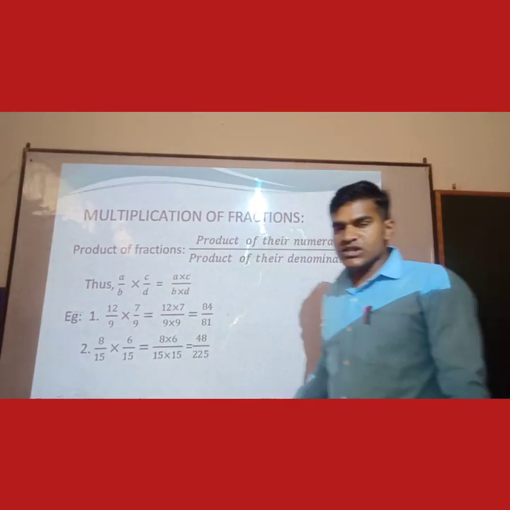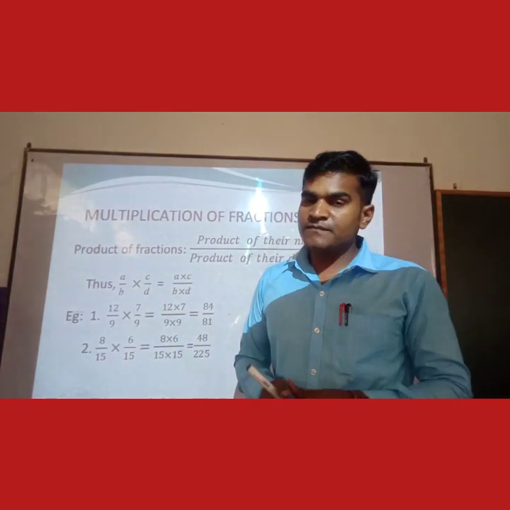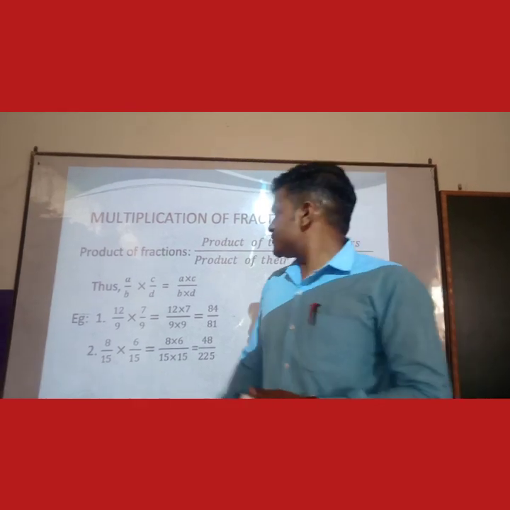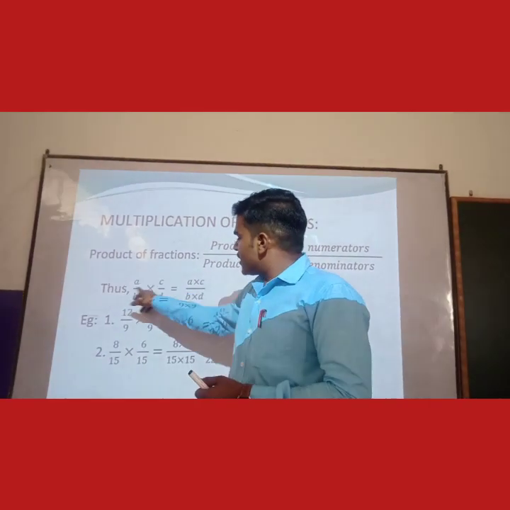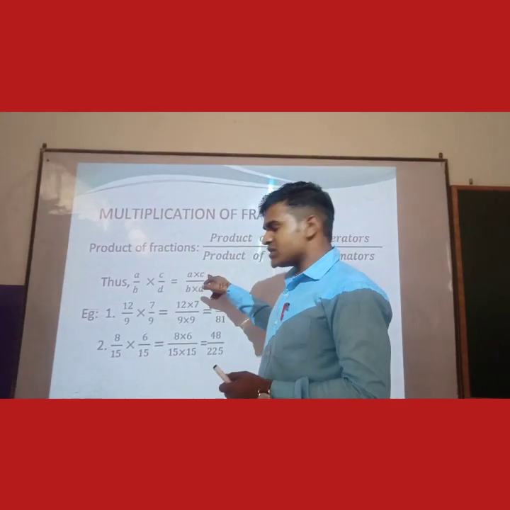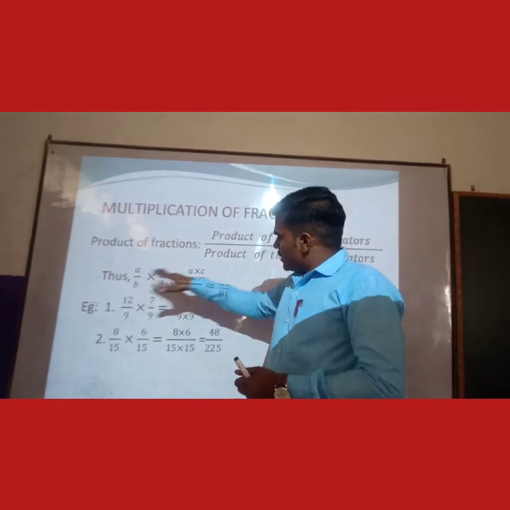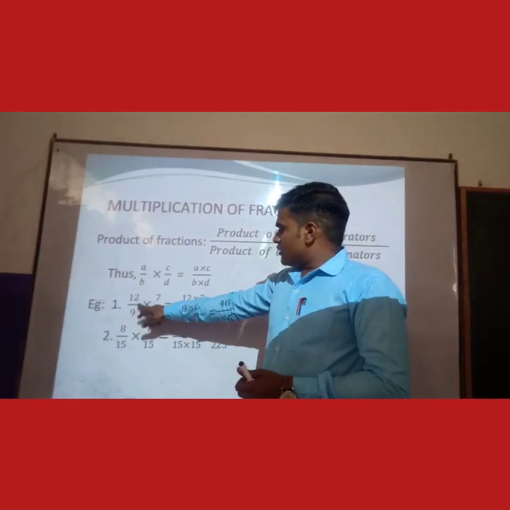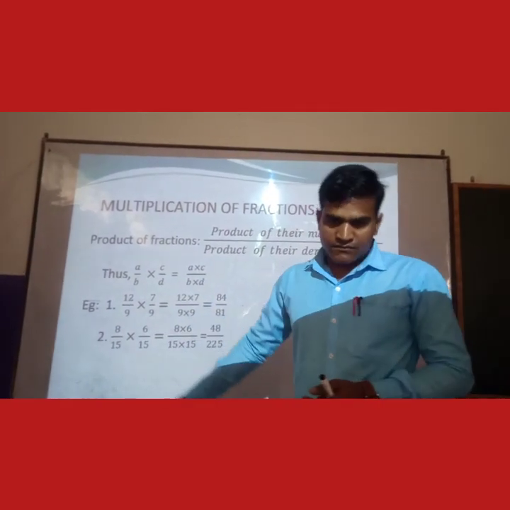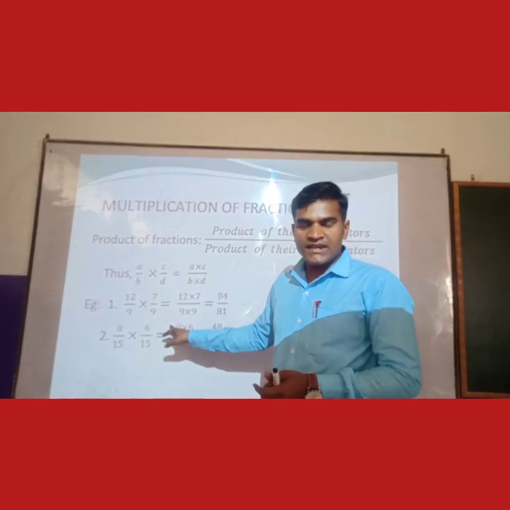Suppose we are given two fractions, a upon b and c upon d, and we have to find their product. So we have to find the product of the numerators, a into c, upon b into d. For example, 12 upon 9 into 7 upon 9. These two fractions are given, and we have to multiply them.